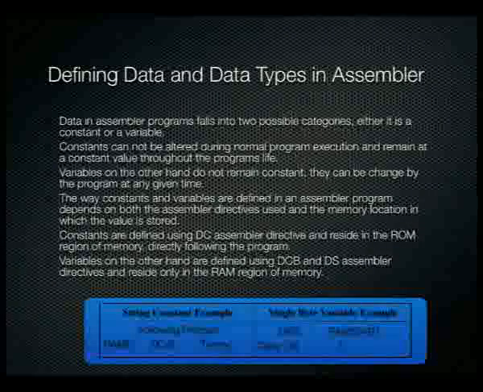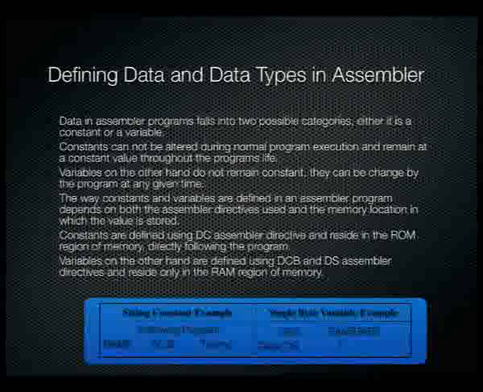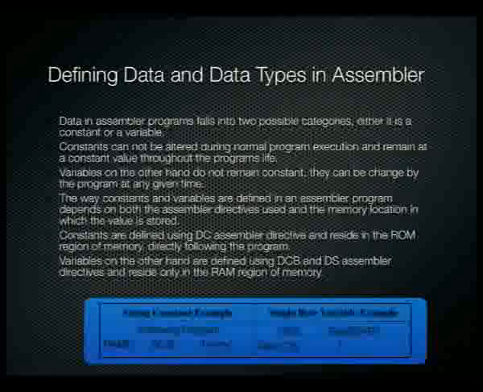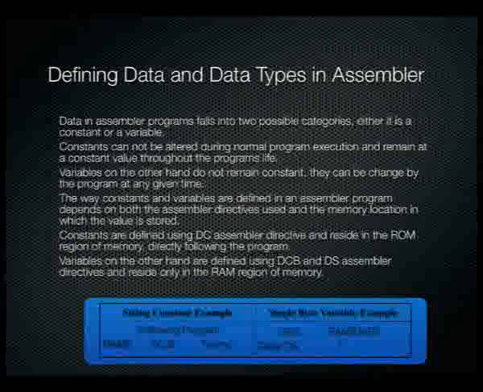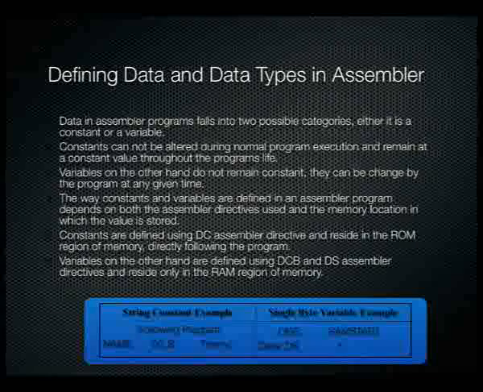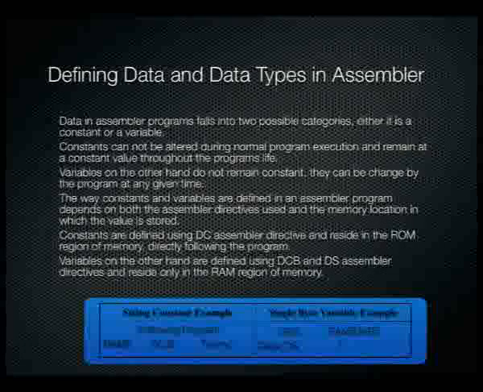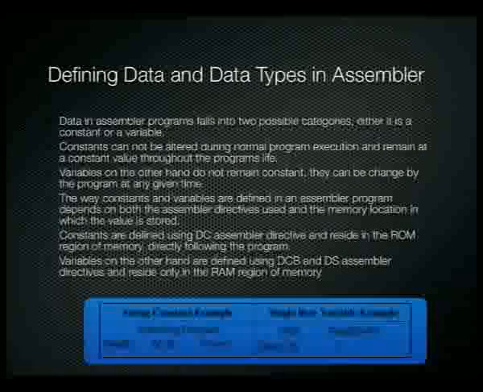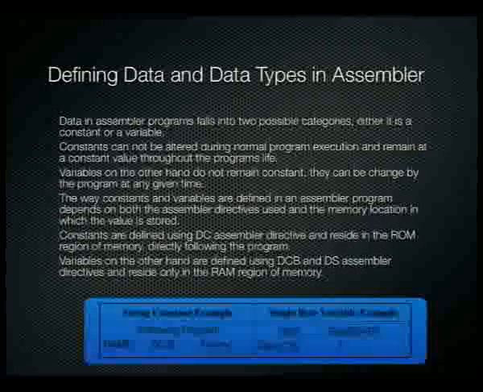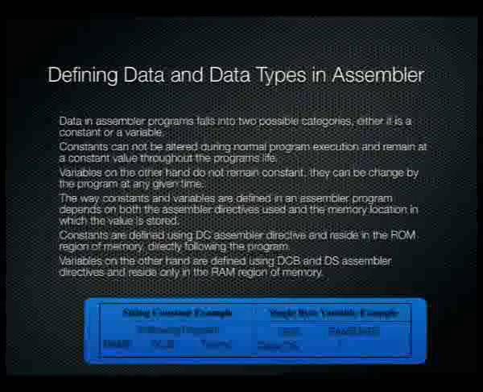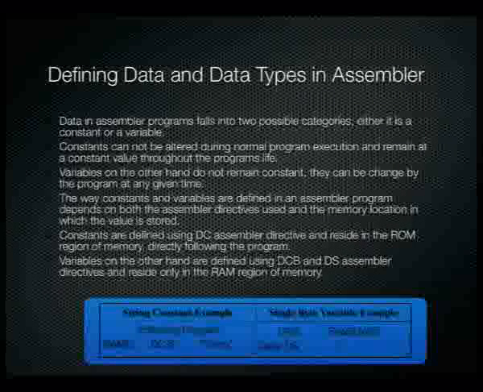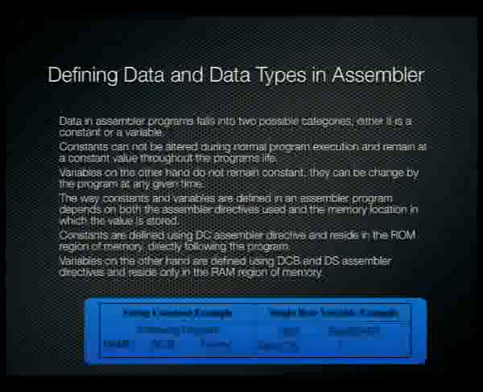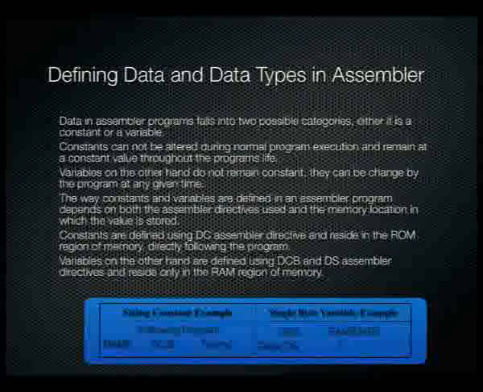So when it comes to defining data and data types in assembler, you've really only got three basic types that you can define. They can either be bytes, words, or longs, but generally bytes and words are the limit of what we actually define. When it comes to data in assembly programs, the data can be defined in two ways. It can either be considered a constant, which means it never changes, or it can be considered a variable, which means it will change during the program time. As I said, a constant cannot be altered during normal operation, and it remains a constant throughout the whole life of the program. You simply define it in your code, it never changes.